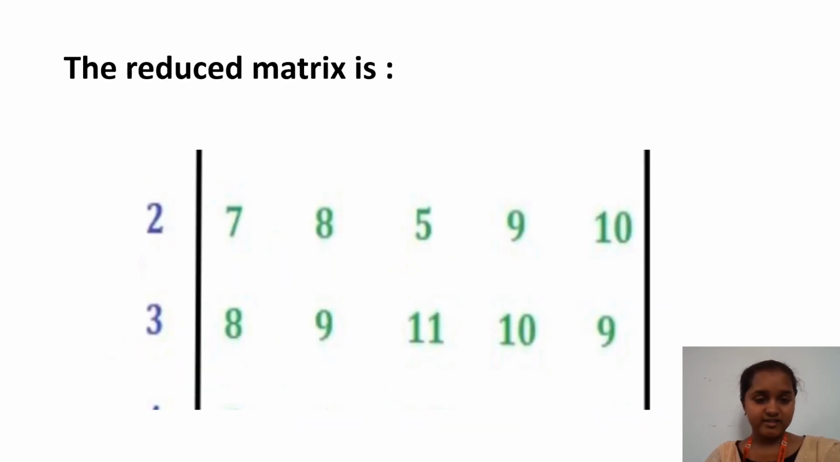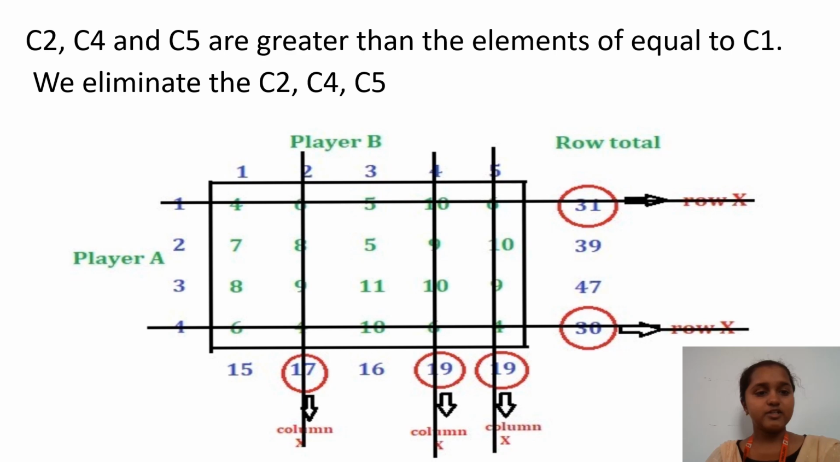The reduced matrix is here. Second row and third row remain. In this slide we check for columns. Here we compare each column, and we finally obtain that C2, C4 and C5 are greater than or equal to the elements of C1. These C2, C4 and C5 are greater than or equal to column 1. So we eliminate C4, C2, C5.